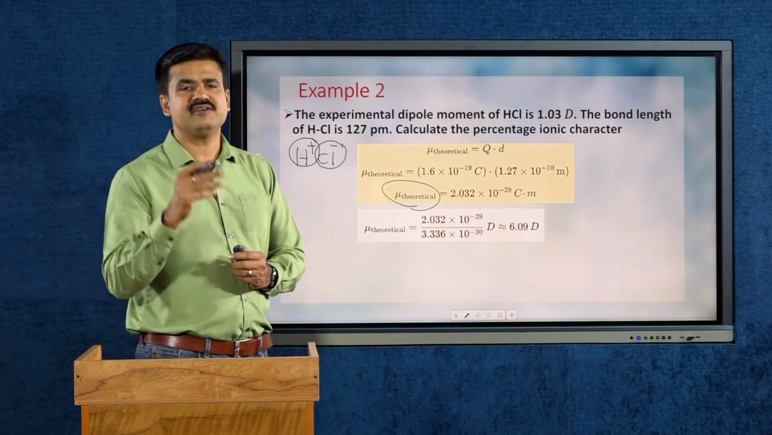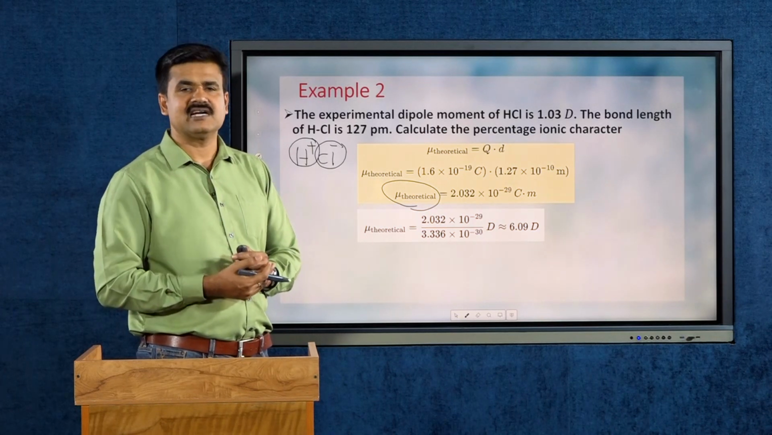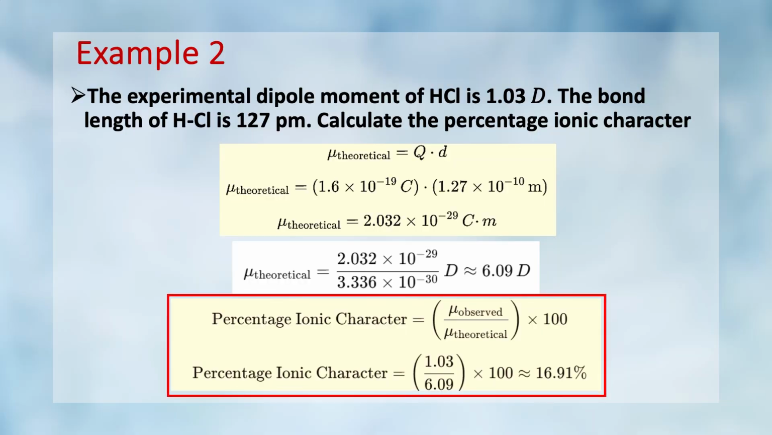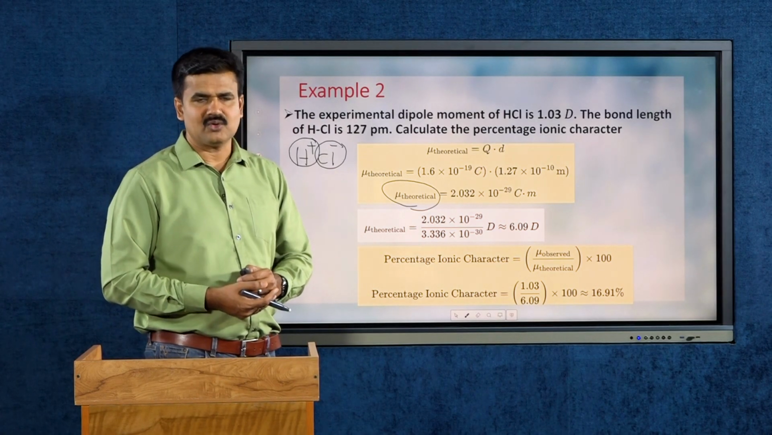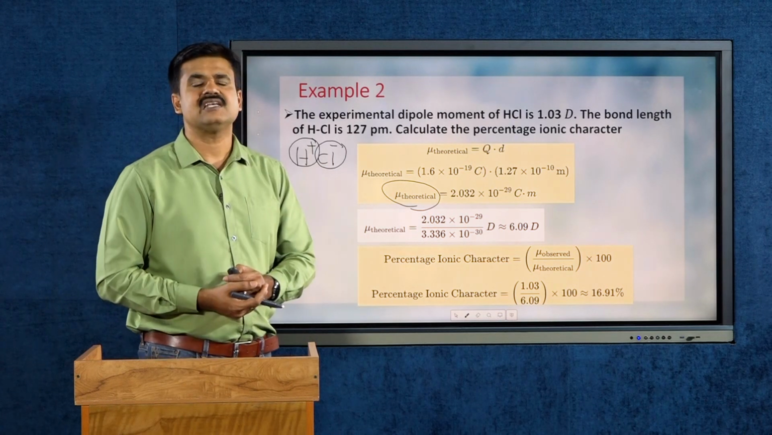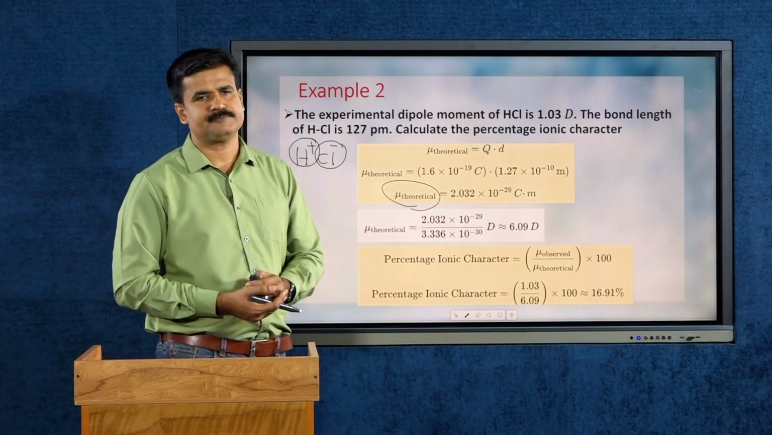Now, you have to divide and multiply with 100 to get the percentage of ionic character. Percentage of ionic character is equal to mu observed divided by mu theoretical, multiplied with 100. So, the result is 1.03 by 6.09 into 100, and the answer is 16.9 percentage. So, the HCl molecule shows a percentage of ionic character of nearly 17 percentage.